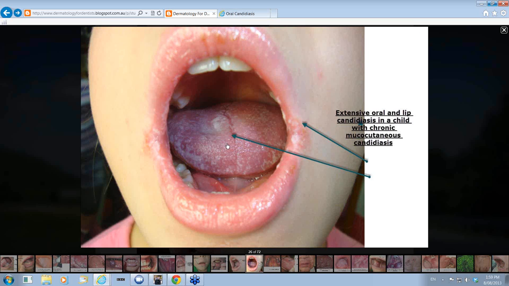And another view of this little girl. Look at the extent of the candida on her tongue, at the angles here, and on the whole of the inside buccal surface of her lip.